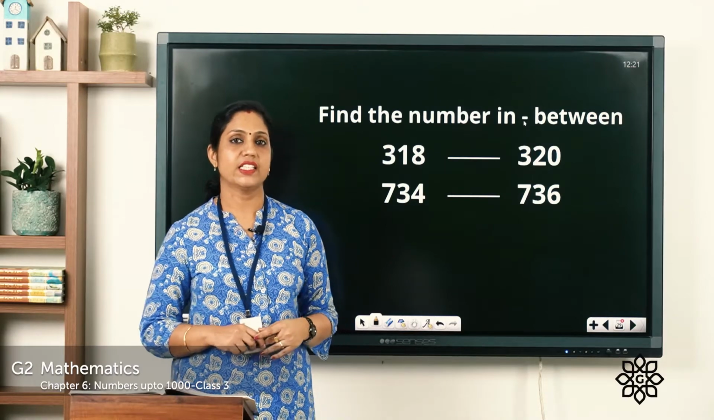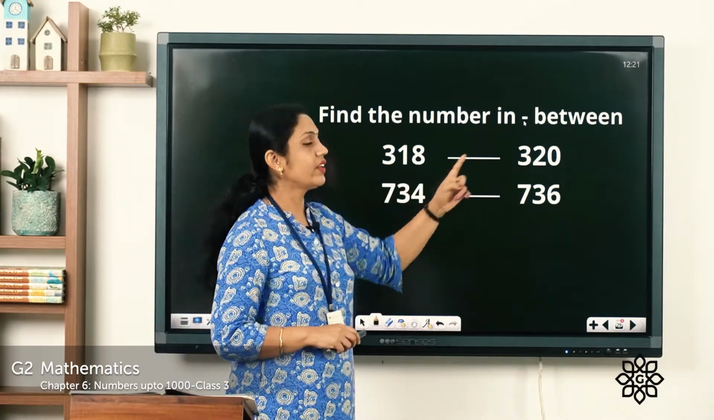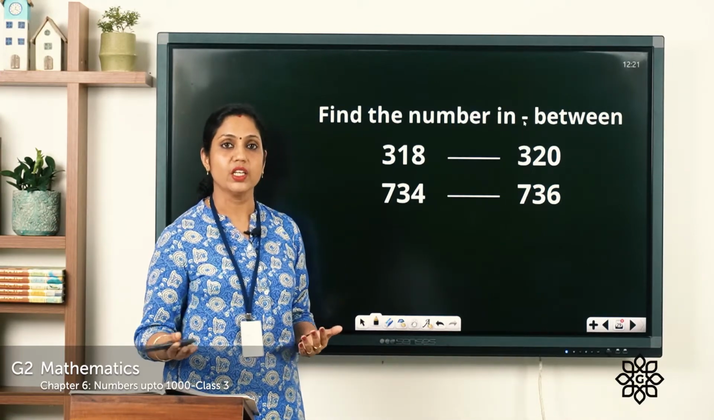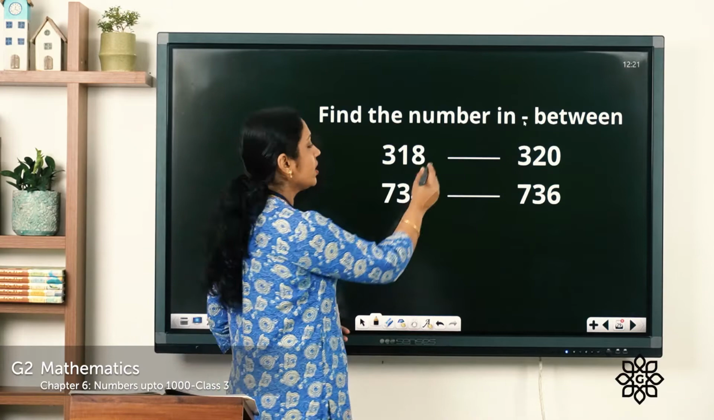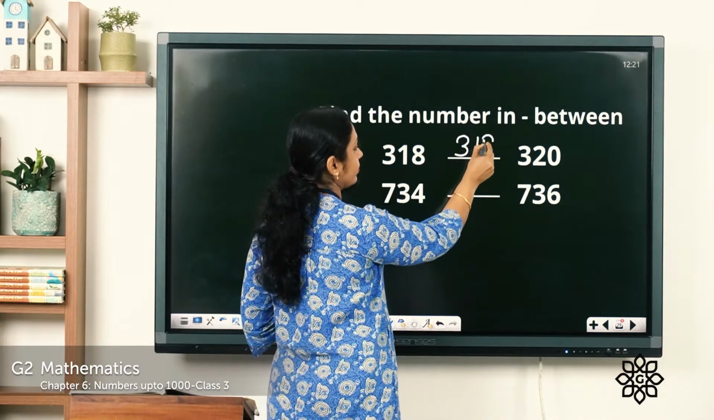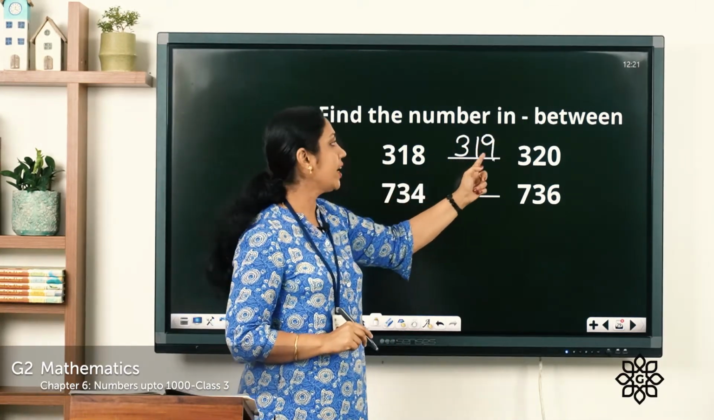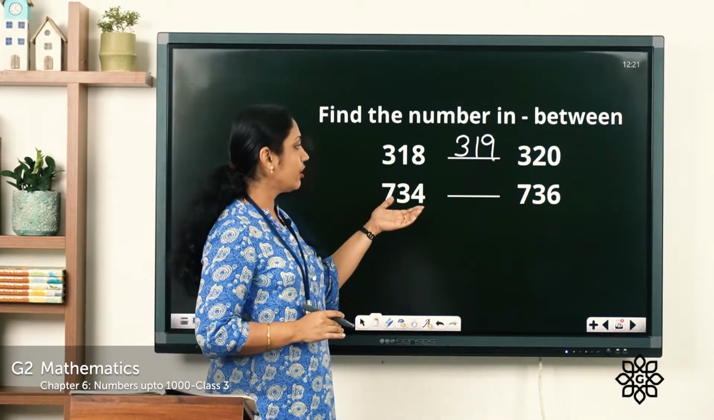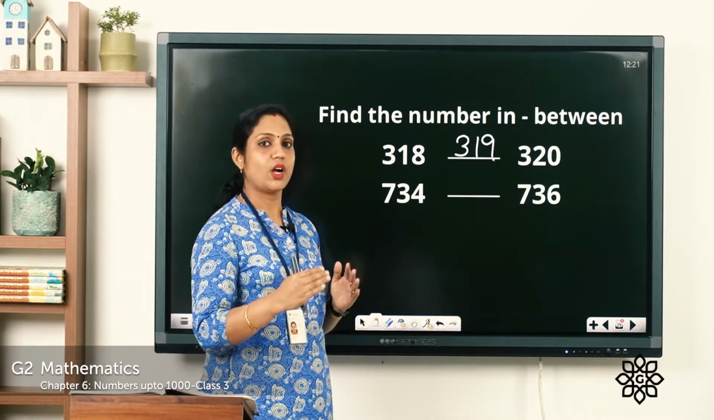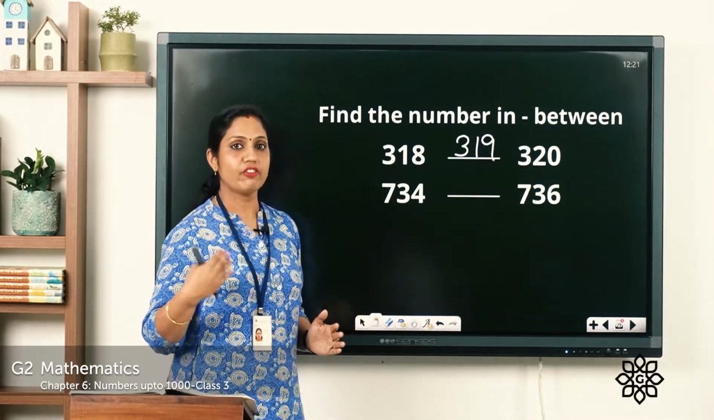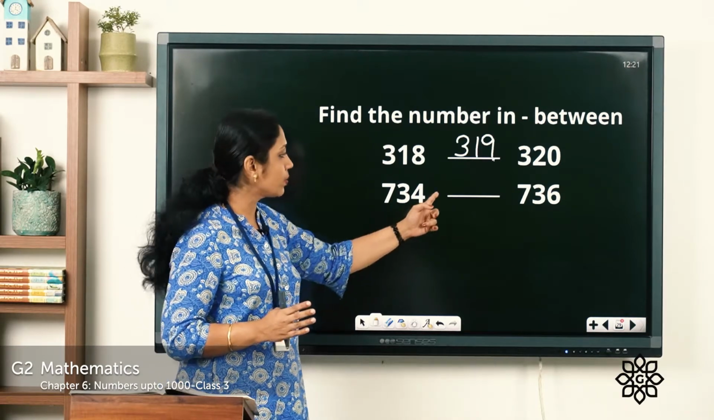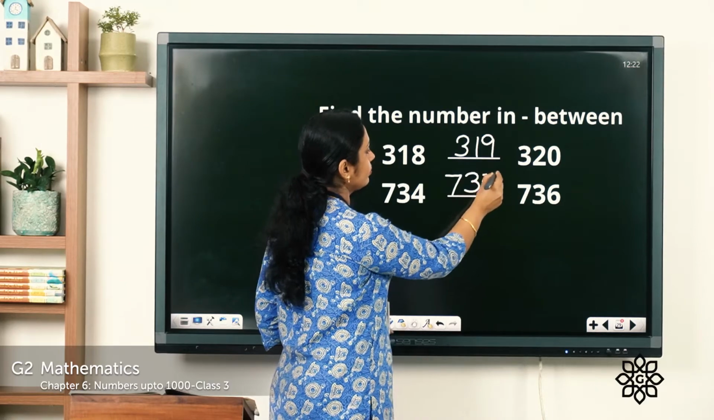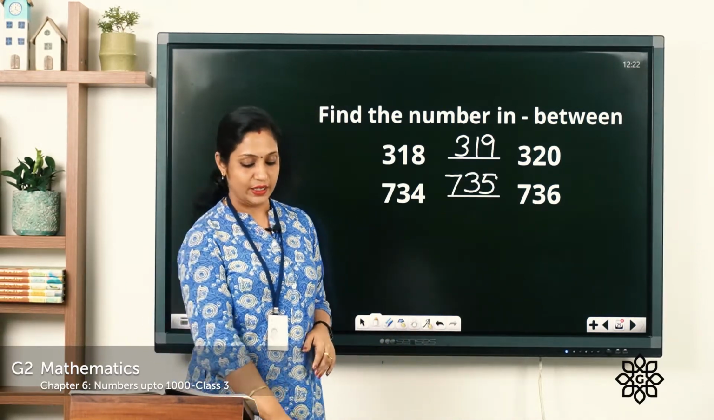Hope you have done it. Now let's check the answers. 318 and 320. Now let's count. 318, 319, 320. So which number has to come there? It is 319. 318, 319, 320. So the numbers are correct. Let's check the second one. 734 and 736. So let's count. 734, 735, 736. So which number has to be written here? It is 735. So hope you all have done it correctly.